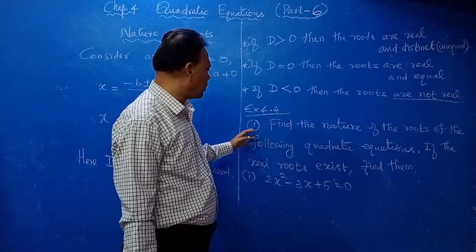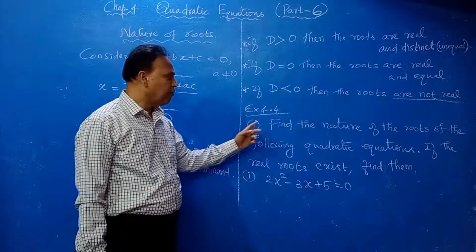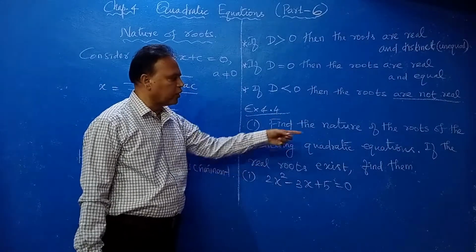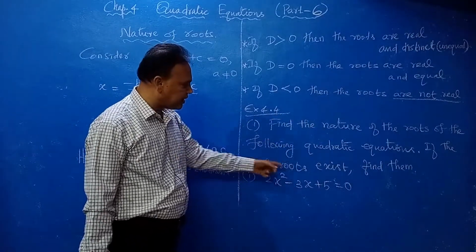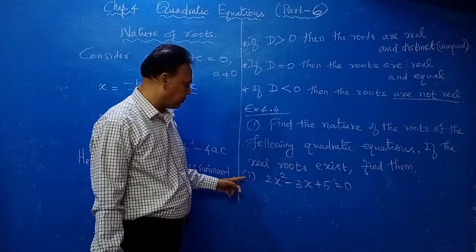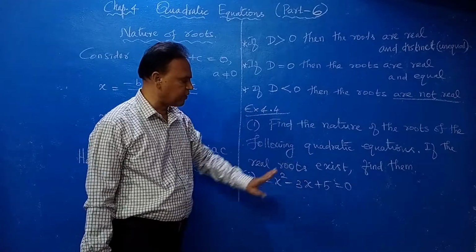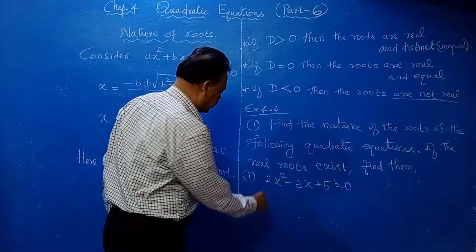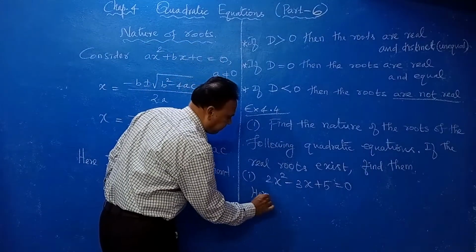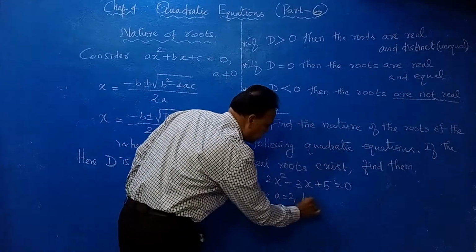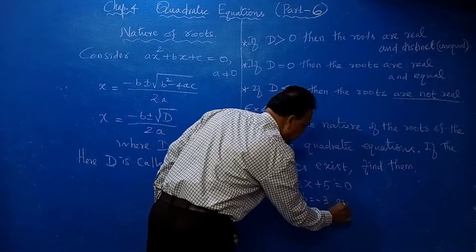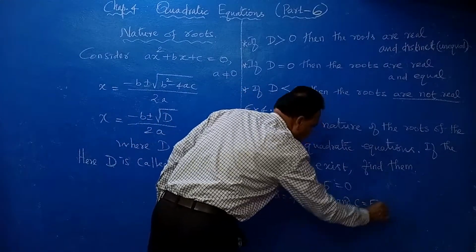Exercise 4.4. First problem you see: find the nature of the roots of the following quadratic equations. If the real roots exist, then find them. You see the first problem, 2x squared minus 3x plus 5 equal to 0. So here, what is a? 2. What is b? Minus 3. And what is c? 5.